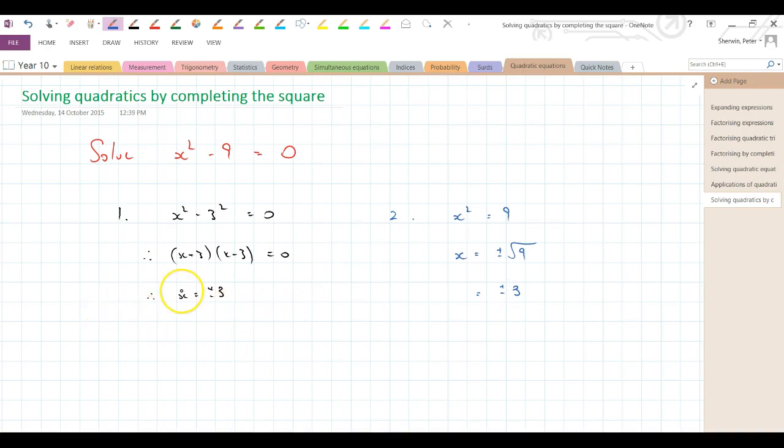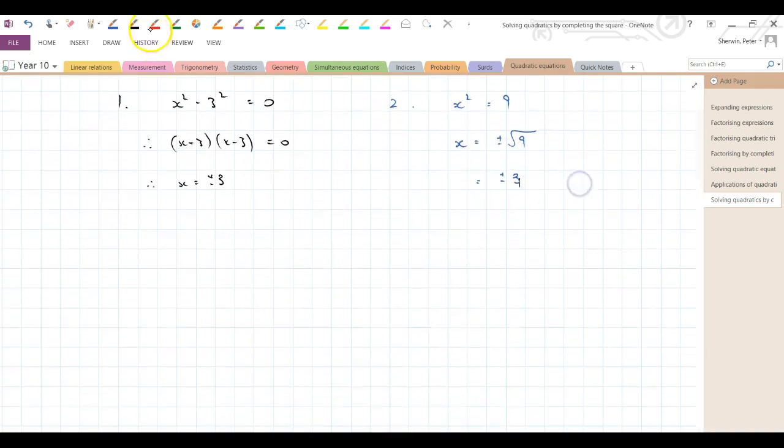Which do you prefer? They're both the same. You need to be able to do this stuff, don't you? But when you're solving an equation, you might prefer to go down this route. So we might refer back to that in a moment when we're looking at some examples.